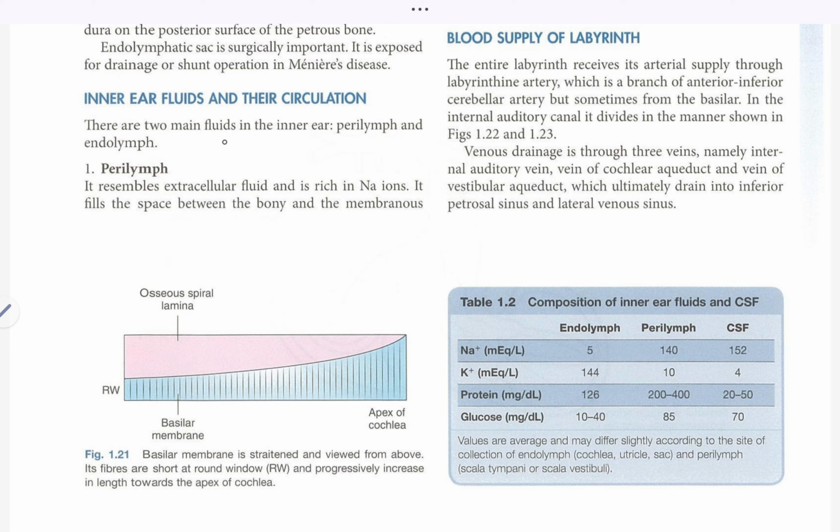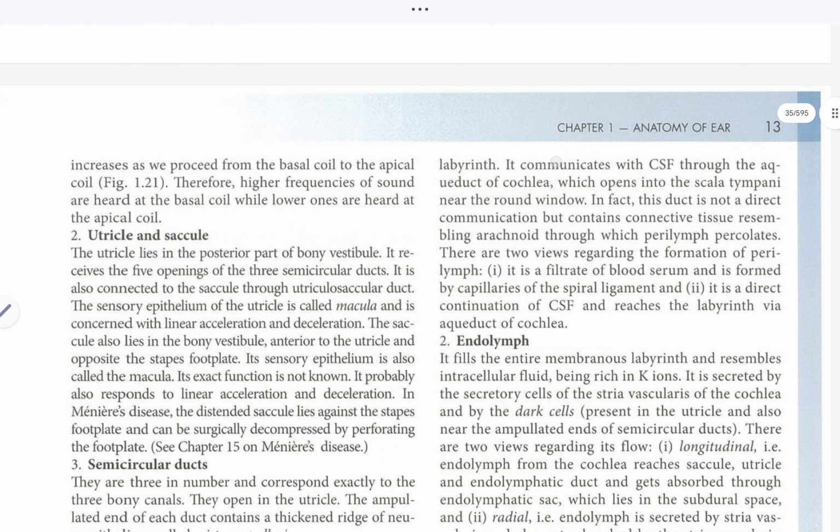Perilymph. It resembles extracellular fluid and is rich in sodium ions. It fills the space between the bony and the membranous labyrinth. It communicates with CSF through the aqueduct of cochlea, which opens into the scala tympani near the round window. In fact, this duct is not a direct communication but contains connective tissue resembling arachnoid through which perilymph percolates.